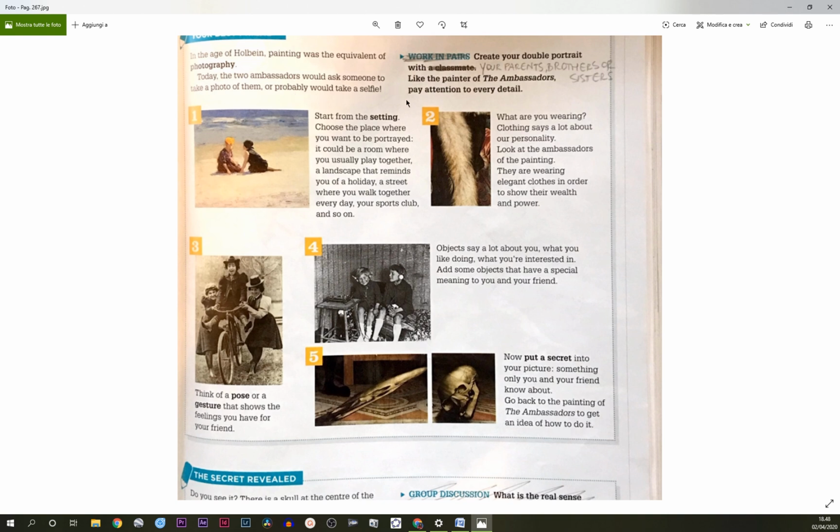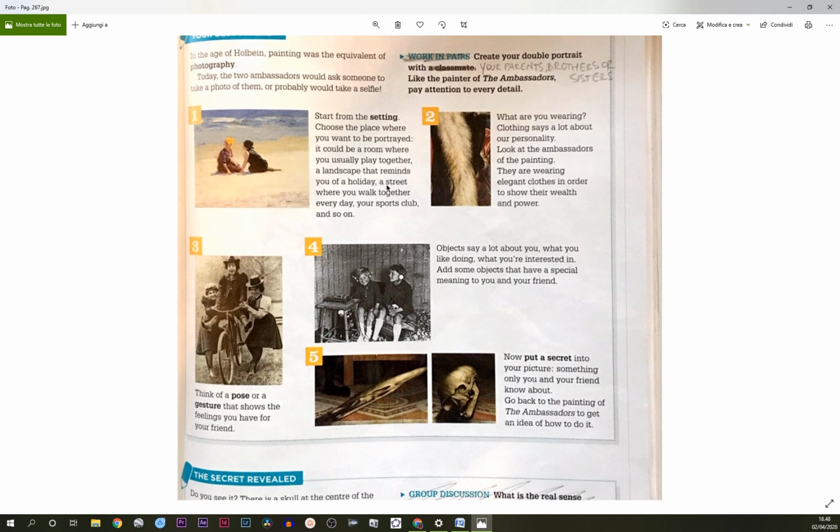So, third, the homework. Create your double portrait with, in this case, your parents, brothers, or sisters. Like the painter of the ambassadors, pay attention to every detail. Now, for example, start from the setting. Choose the place where you want to be portrayed. It could be a room where you usually play together, a landscape that reminds you of a holiday.